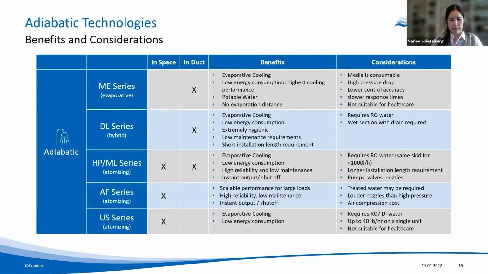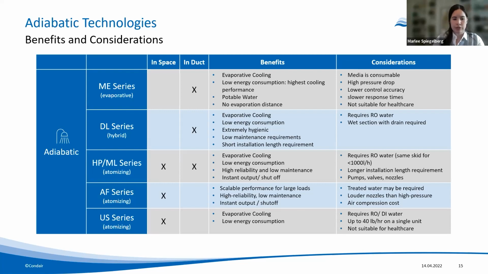Jumping to the atomizing products, the HP and ML, they also have evaporative cooling benefits and very low energy consumption, but they're also very accurate because you're spraying a high pressure spray at 1000 PSI. It does require RO water, and it has a very long installation length requirement because of the atomization.